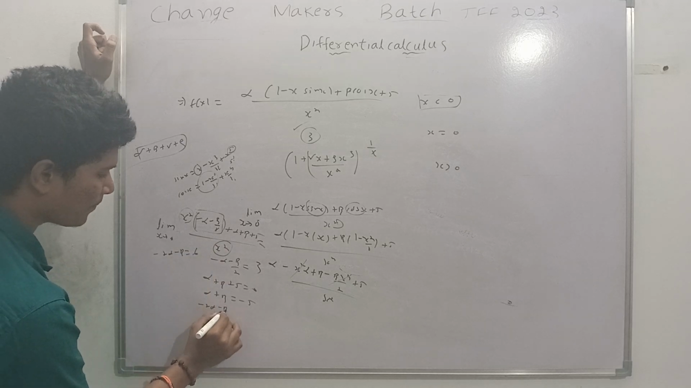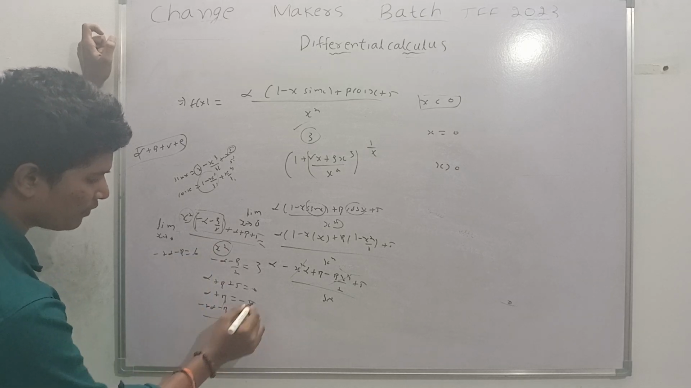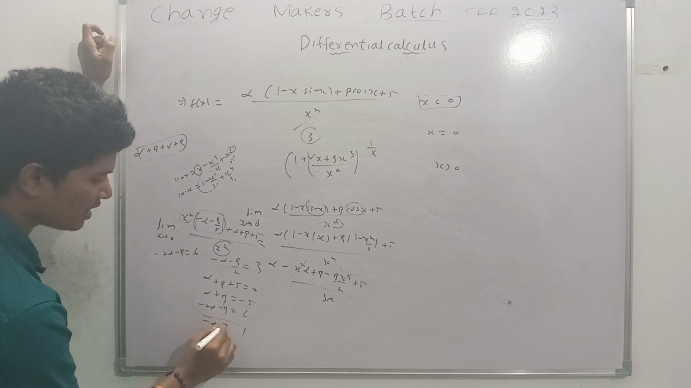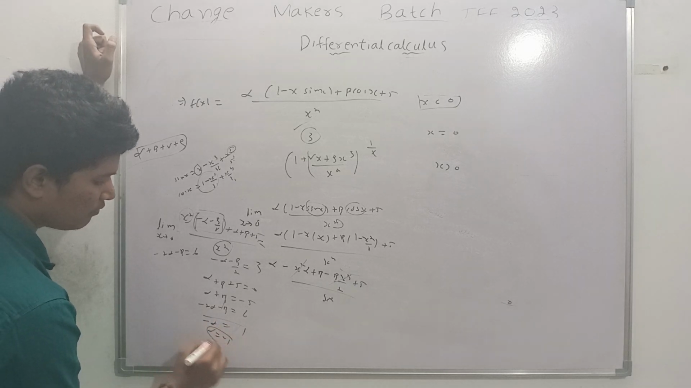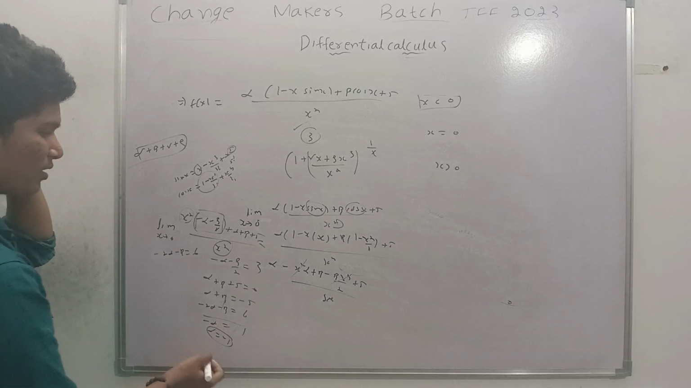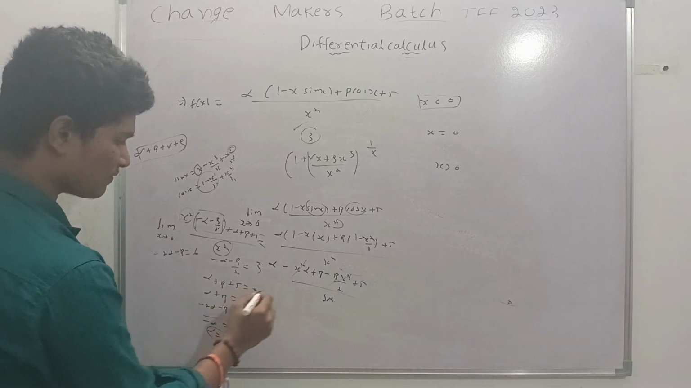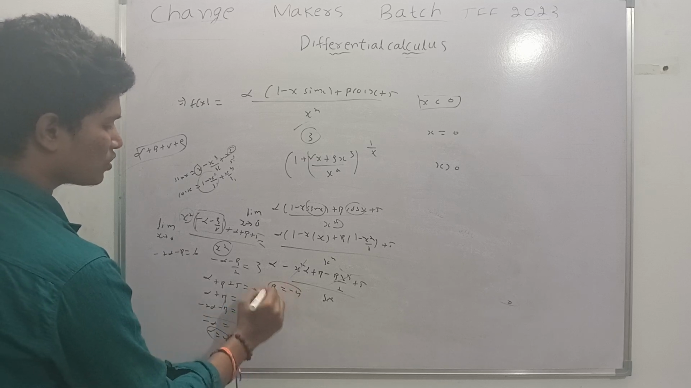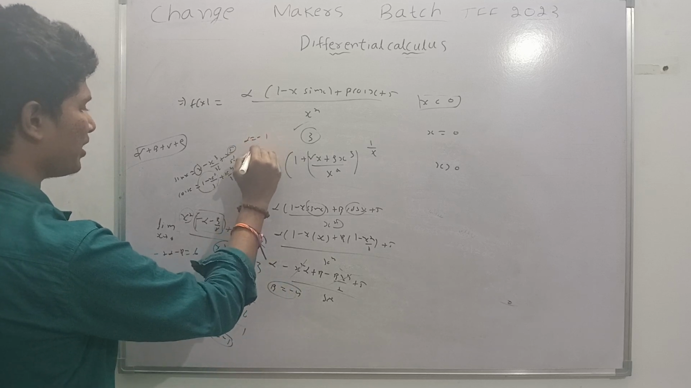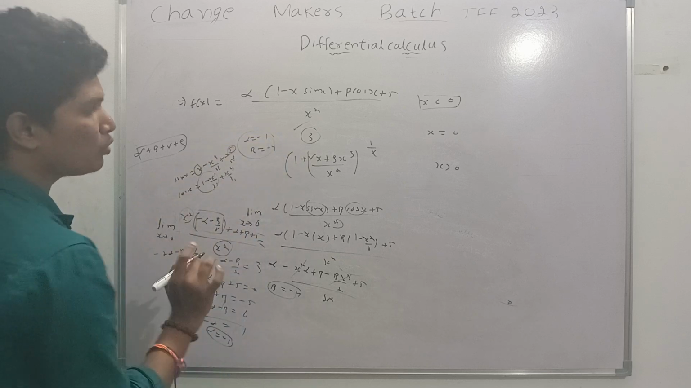When you substitute here and add, you will get minus alpha equals 1, and alpha equals minus 1. One value you got, that is alpha equals minus 1. When you substitute alpha equals minus 1 in this, what do you get for beta? Beta equals minus 4. So alpha equals minus 1, beta equals minus 4. These two things we got.